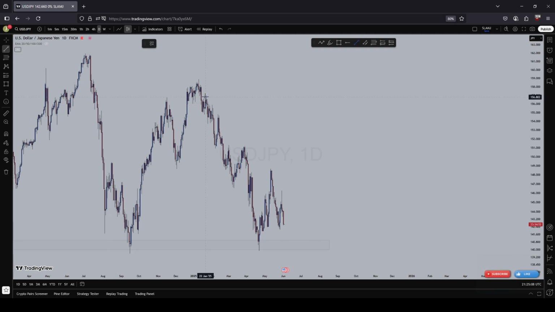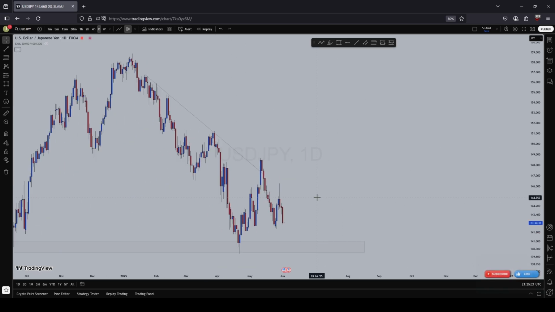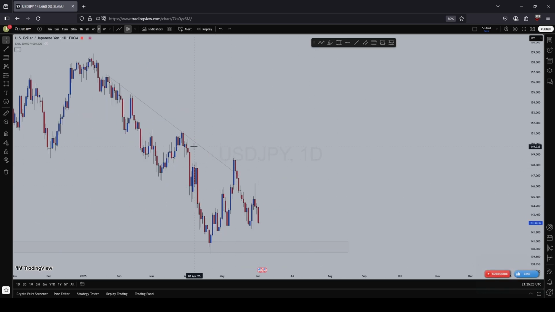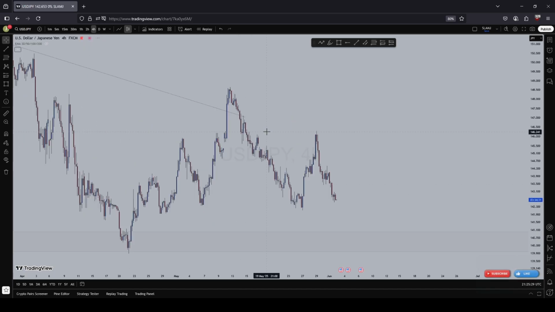Now I like to also mark out the trend line, to let me know what price is reacting from at this point. Okay. So price has been bearish on the daily time frame. Then it came up, hit this trend line, and sold off. All right, let's go to the 4-hour and see what we have there.